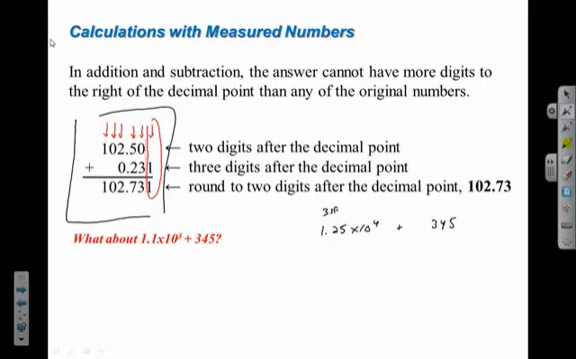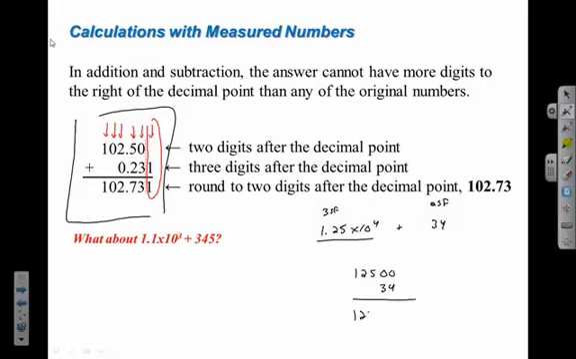Actually, that's not going to work. Let's do this. This number has 2 SigFigs. So if I were multiplying or dividing these, my answer would end up with 2 SigFigs. But if I'm adding and subtracting, I still have to line up the decimal places. So the 1.25 times 10 to the 4th is 12,500. And I'm going to add that to 34.